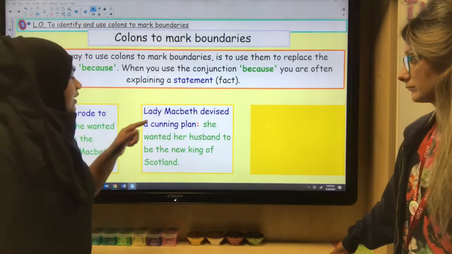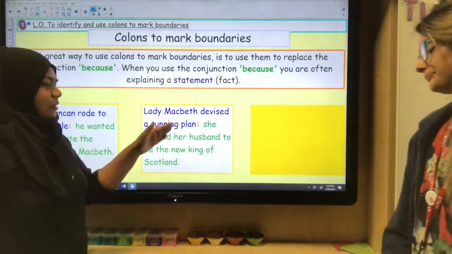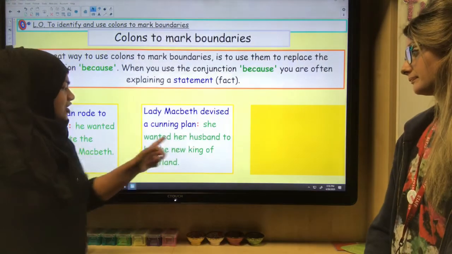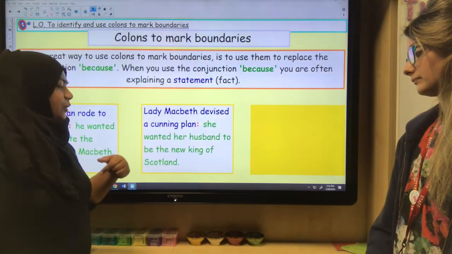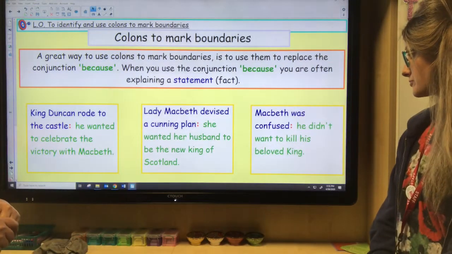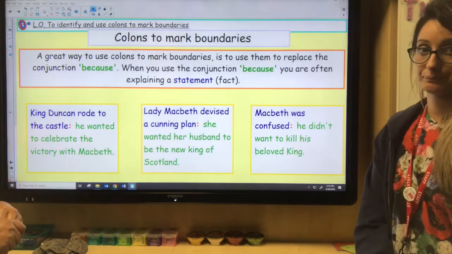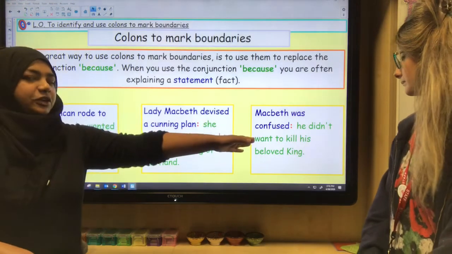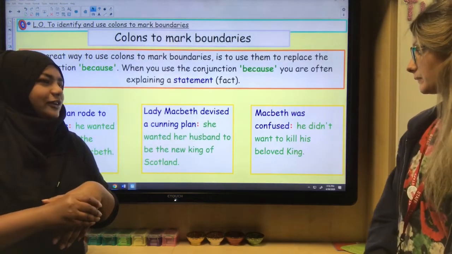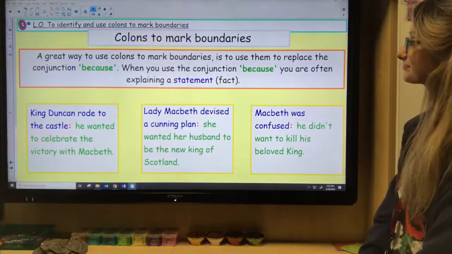Right, number 2. Lady Macbeth devised a cunning plan. That means she thought of a cunning plan. So that's your statement. Well, why did she do it? Because she wanted her husband to be the new king of Scotland. And then number 3, Macbeth was confused. So why was he confused? He didn't want to kill his beloved king. Okay, so we can use because to replace that colon. So what conjunction can we use, Mrs. Gale? Because!